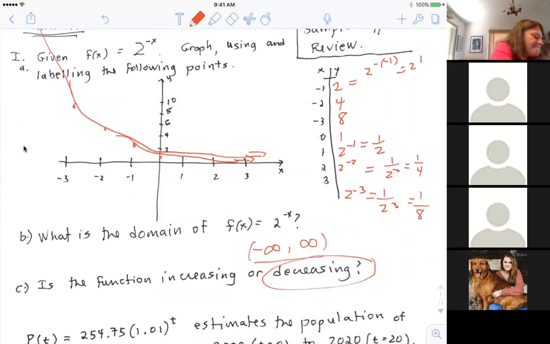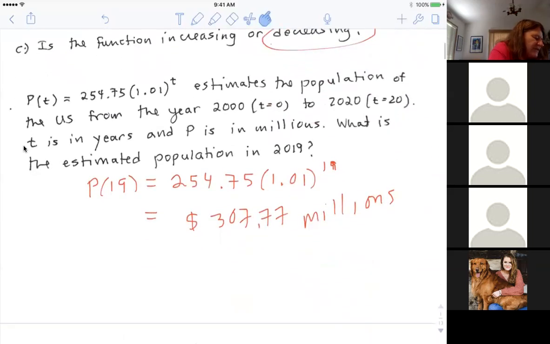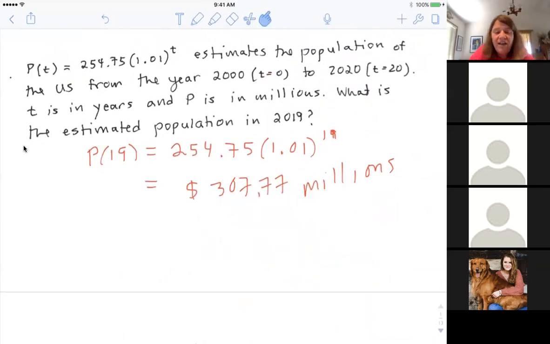Okay. So we started off with those exponential functions, and then we tried to figure out how to use the calculator with it. And that's what this next problem's about. Can you use the calculator? This is just an exponential function where your exponent is t maybe instead of x. It says it's going to be the population in the US from the year 2000 in millions. That's about right, guys. Now our population is about 350 million.